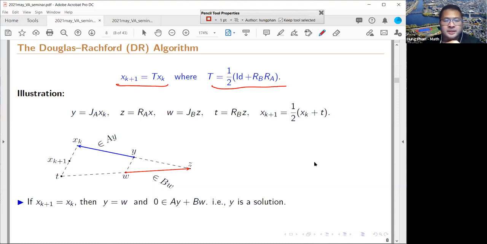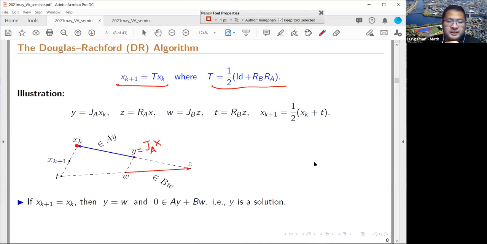So here is the diagram. I start, for example, at x_k. The first point is y. We are going to find a point y, which is JA x_k in this case, but I will drop the subscript. And the blue vector will be a vector in Ay, as we explained in the previous slide.